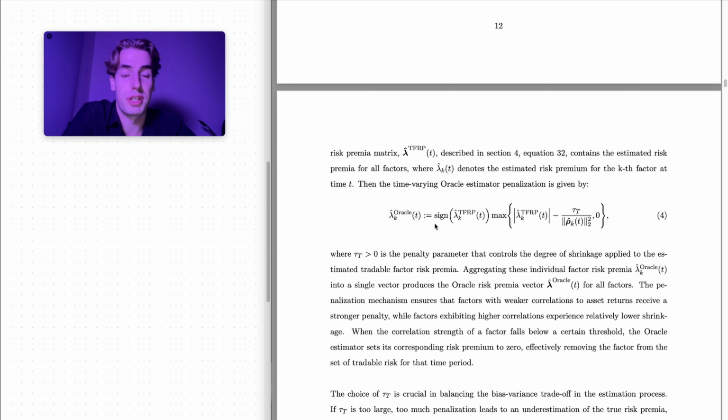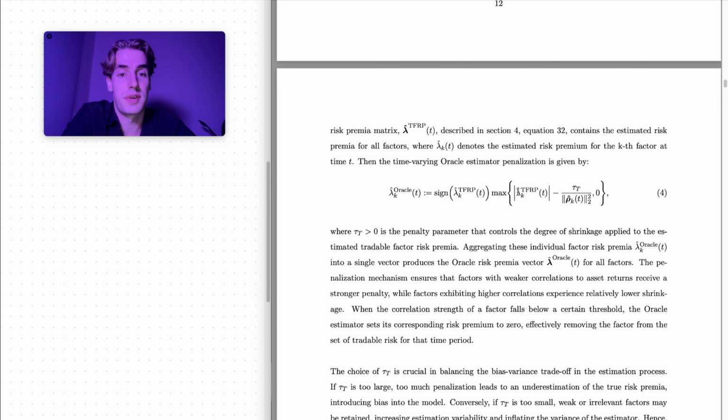So the Oracle risk premia for a specific vector is defined by this. It's the sign of the tradable vector risk premia for that vector times the maximum of either this expression or 0. Looking at this, we see that it's the tradable vector risk premia subtracted by a penalization amount. This penalization depends on the tau that is chosen, and the correlation coefficient, of course, and the squared norm, which means it's always a positive number.